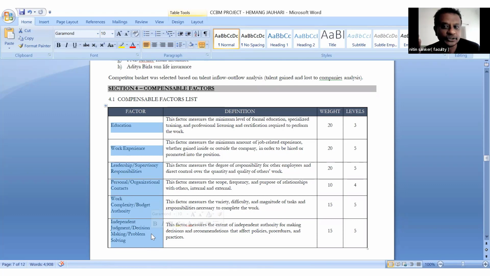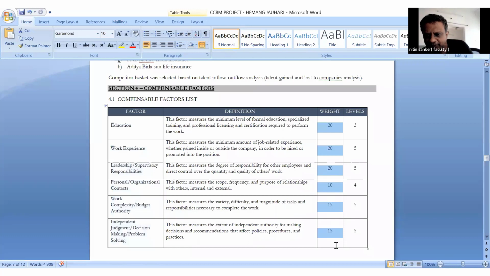Then we give a weightage to factors. Especially when we do a point plan, if you're selecting 10 factors or 12 factors, the number of factors will be very different. Are we okay with this, guys? Yeah. So if we are selecting 10 factors or 12 factors, you have to give a weightage to the factors, which is why normally we try to give a weightage. Okay, because all factors are not equal.